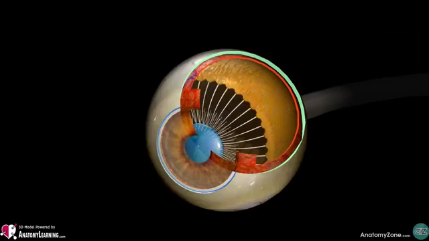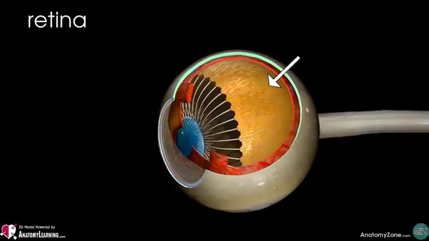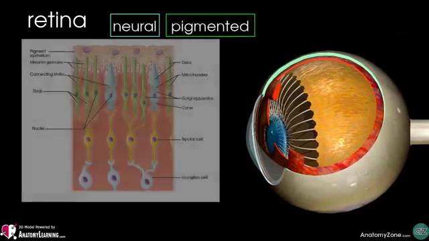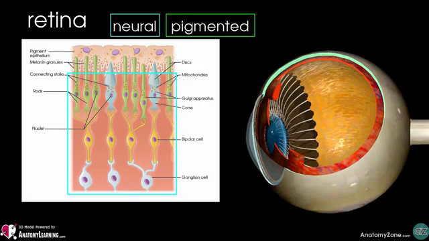The inner layer of the eye consists of the retina, the light detecting part of the eye. The retina itself is comprised of two cellular layers, the neural layer and the pigmented layer. The neural layer consists of photoreceptors, the light detecting cells of the retina. It is located posteriorly and laterally in the eye.